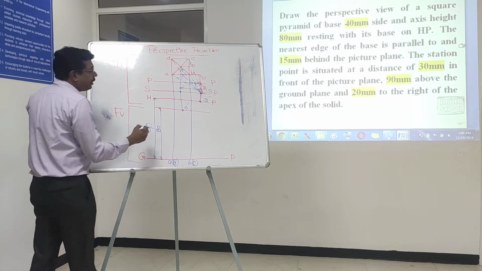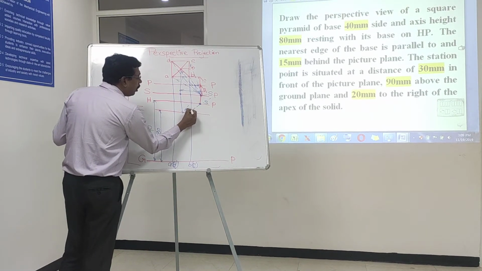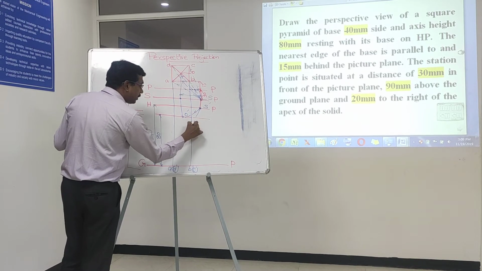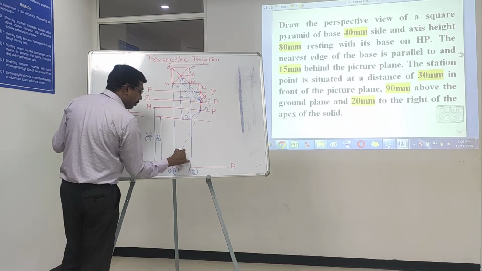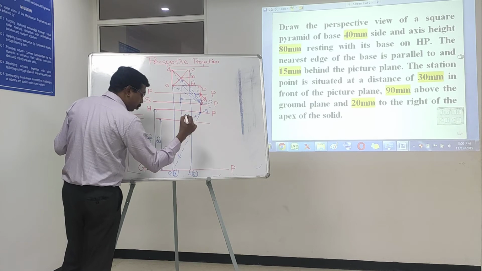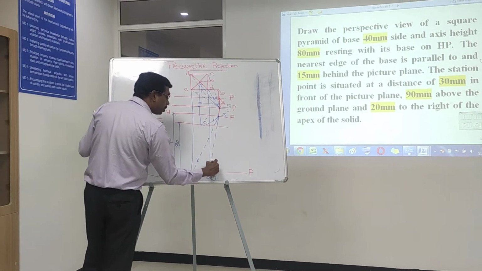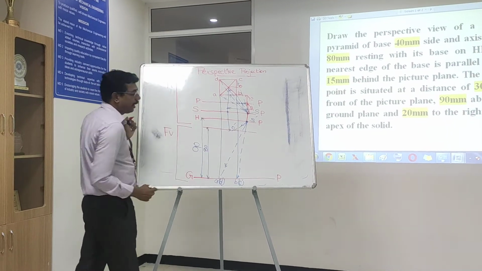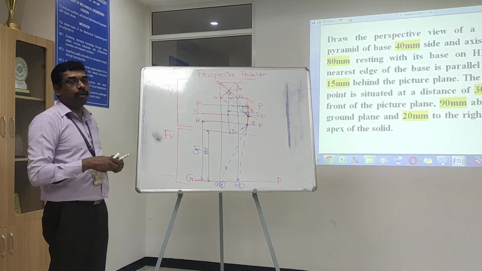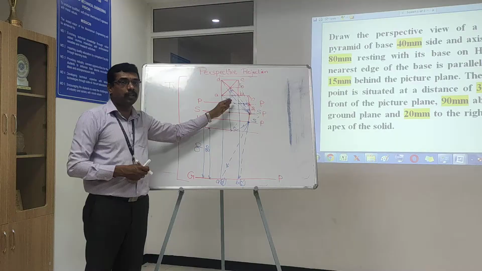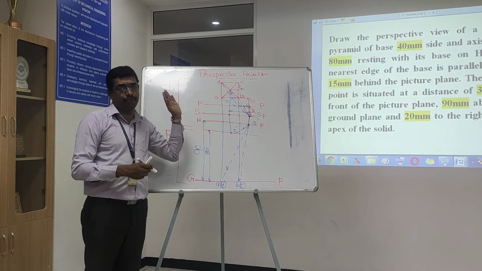From the S dash we have to locate the corners through visual rays, and this is going to be the visual ray towards A and D. This is going to be another visual ray towards B and C, right? Now we have to check the intersection between the piercing points in the top view and the visual ray in the front view, right?